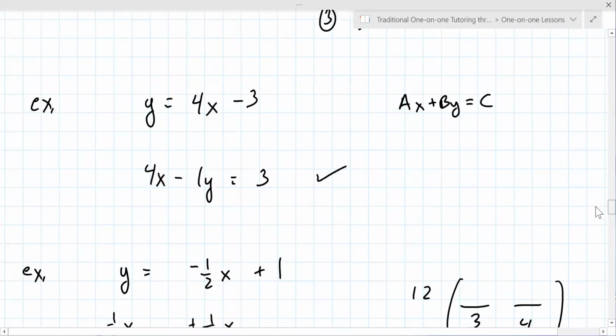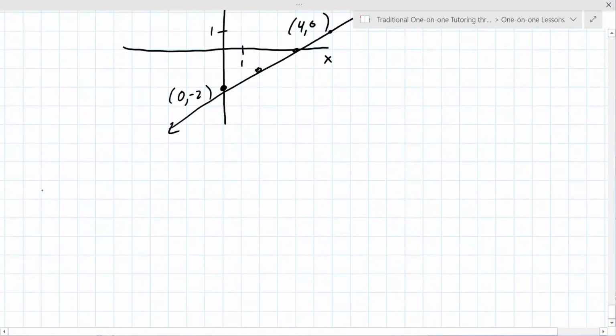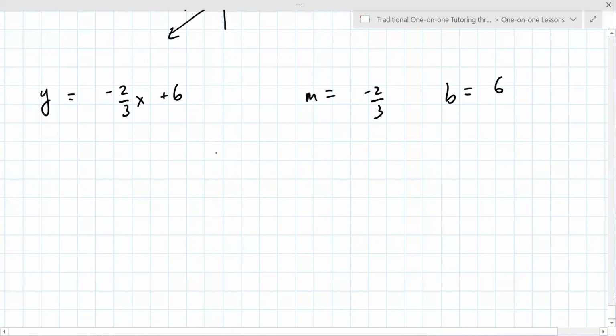I want to go back to an earlier problem. Sometimes I give you this information and you have to write the equation. Now you get the equation and you have to write the information. So it's like going forwards and backwards. Let's do one more. Let's say I give you y equals minus 2/3 x plus 6. What is the slope? The slope is minus 2/3, b is 6. So you go to 0, 6, then down 2, 3 to the right.